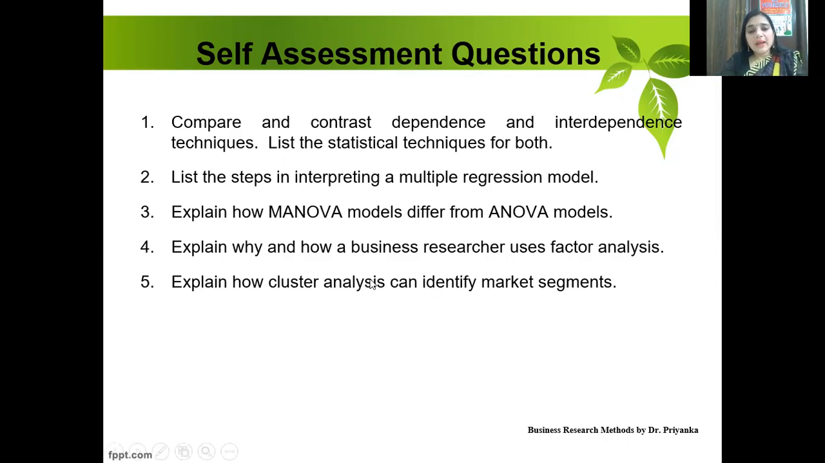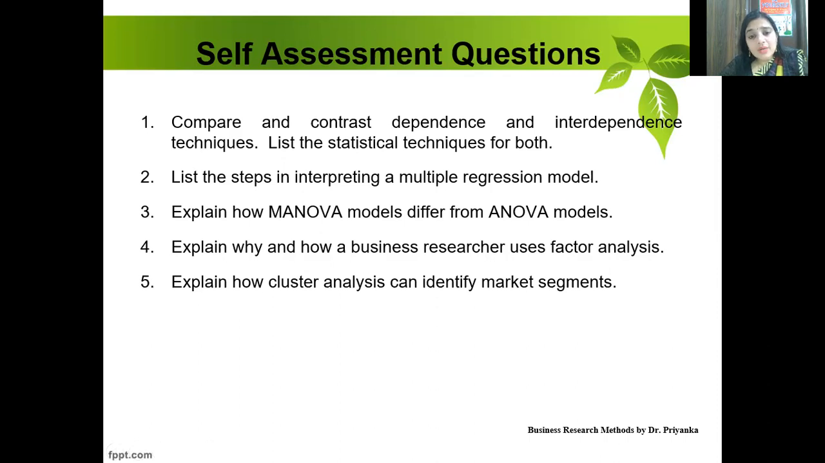Then explain why and how a business researcher uses factor analysis. Like I mentioned, even at the time of presenting this, factor analysis is generally used to reduce the number of variables in a questionnaire, or to combine variables into a set of factors. Like we just mentioned one example, height and weight can be combined into the size of the person, and occupation, income level and education might be combined into one thing, which is professional or social status, right? So this is how we'll be using factor analysis.